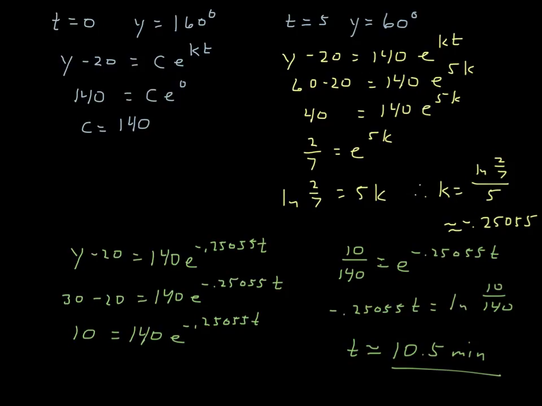So when I solve that, I'll get 10 equals 140 e to the negative 0.25055t, and I need to solve it for t. So I divide by 140, take the natural log of both sides, and then divide that natural log of 10 divided by 140 by the negative 0.25055, and I get that t is going to be about 10.5 minutes.